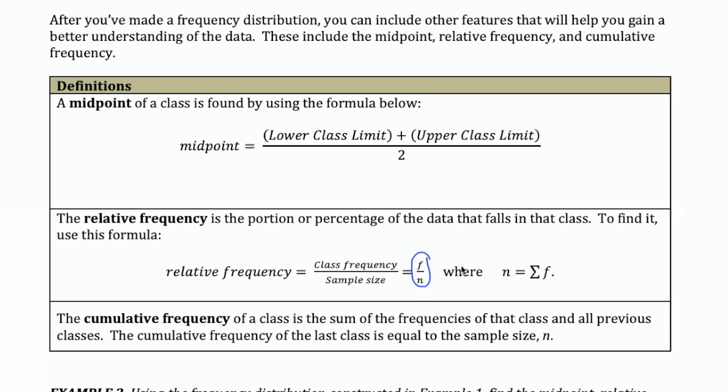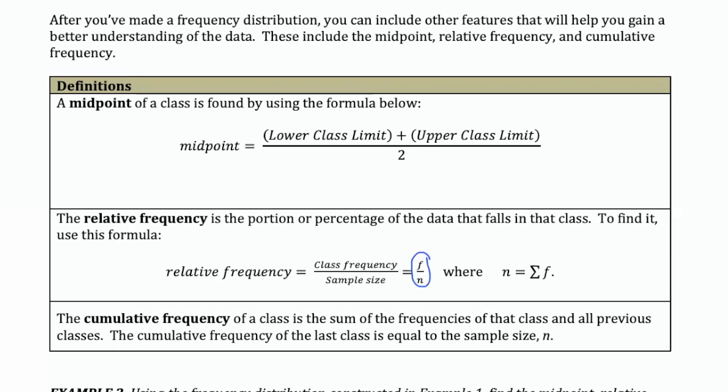So notice here we're getting even fancier, and I have written that N, the sample size, is always the sum of the frequencies. As we saw in the last example, that gives you your total number of pieces of data. And last, the cumulative frequency of a class is the sum of the frequencies of that class and all previous classes. And when you finish your cumulative frequency column, the last class will be equal to the sample size N.